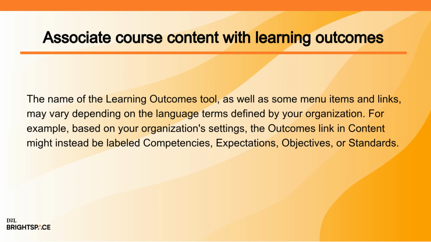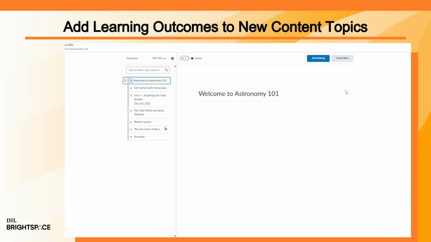The name of the Learning Outcomes tool, as well as some menu items and links, may vary depending on the language terms defined by your organization. For example, based on your organization's settings, the Outcomes link in content might instead be labeled Competencies, Expectations, Objectives, or Standards.